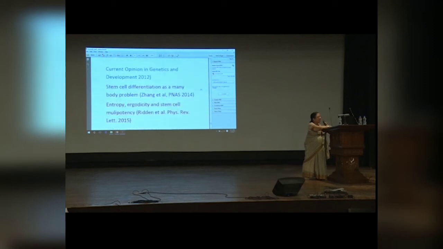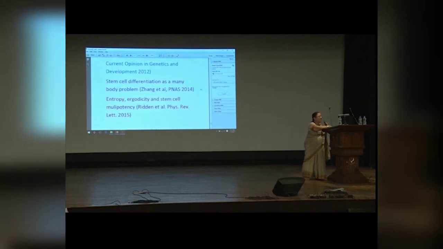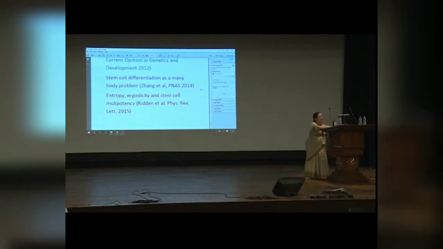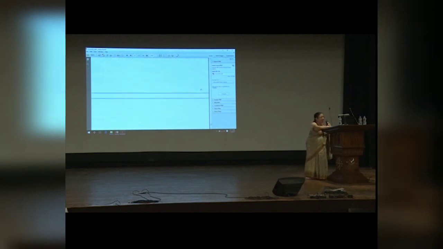Towards the statistical mechanics of cell fate decisions: stem cell differentiation is a many-body problem. People are using the quantum mechanical operator formalism to carry out many of the mathematical steps. And this is a very good paper, Entropy, Ergodicity and Stem Cell Multipotency.